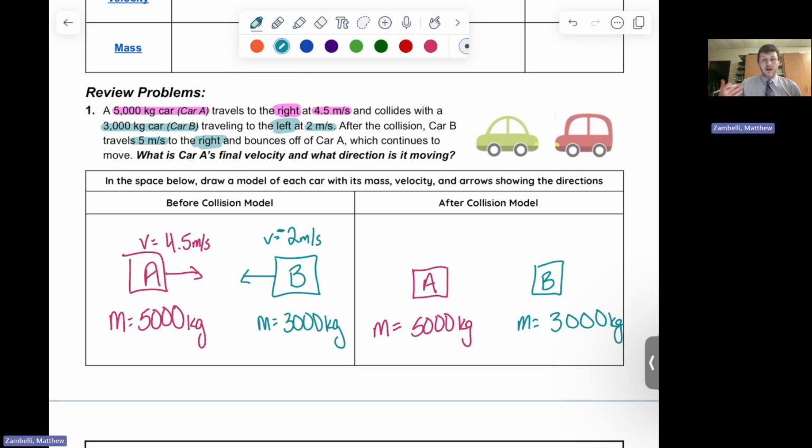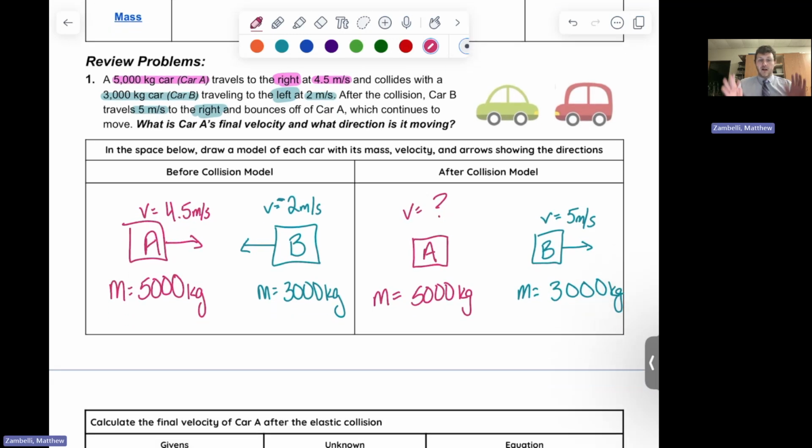After the collision, though, we know that car B is going to the right. So we can draw the arrow going to the right, and it's moving at 5 meters per second. So we can put that 5 meters per second in for the velocity of car B after the collision. Okay. And then it says we're looking for the velocity of car A. So we're missing this one right here. So we want to put a question mark, or leave it blank, however you want to signify that that's not something we know.